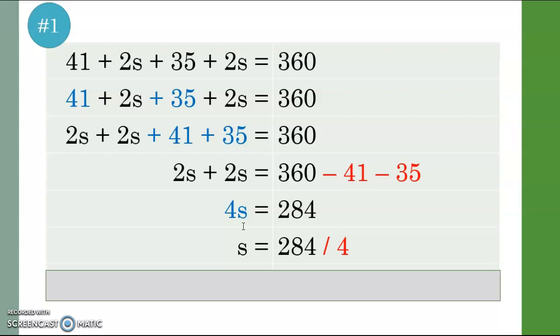The inverse of multiplying by 4 is dividing by 4. Okay, so on the left now, we're just left with s. And the reason why we're just left with s is that we really did 4s divided by 4 on both sides of the equation. But when we do it on the left, the 4's cancel and we're just left with that variable s.